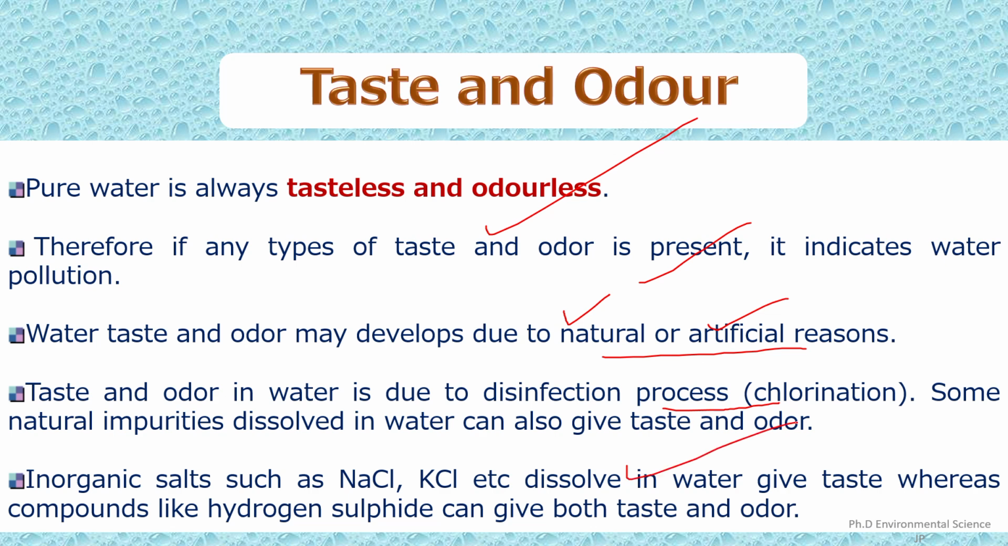Then inorganic salts like sodium chloride and potassium chloride can dissolve in water and impart a salty taste. Compounds like hydrogen sulfide, which can occur naturally in groundwater or be released from industrial processes, can give water both a distinctive taste and a foul odor resembling rotten eggs.